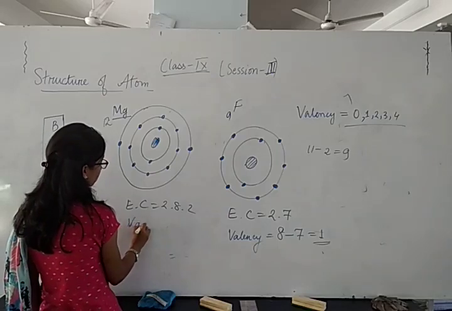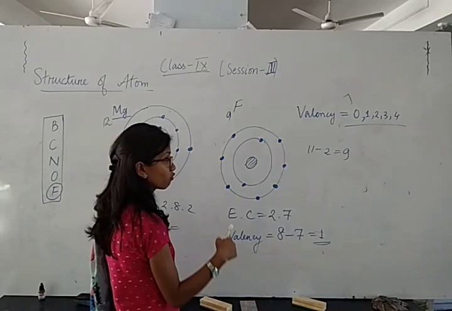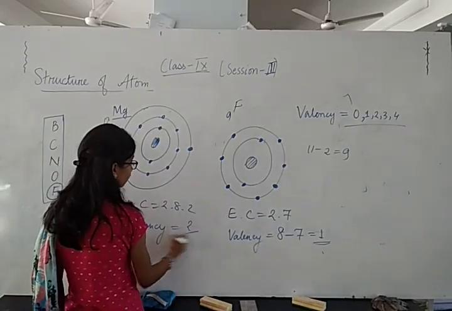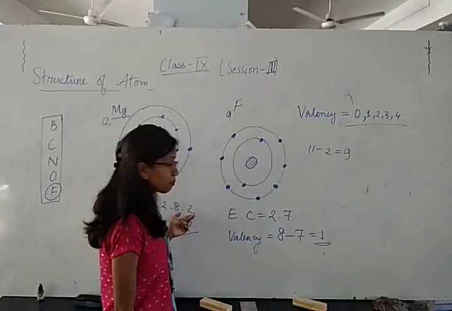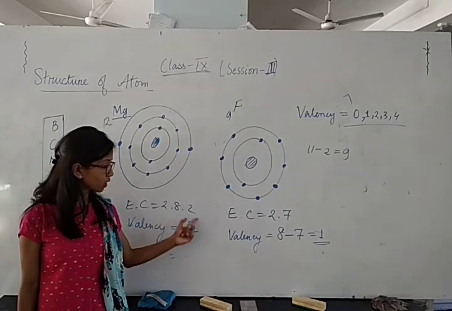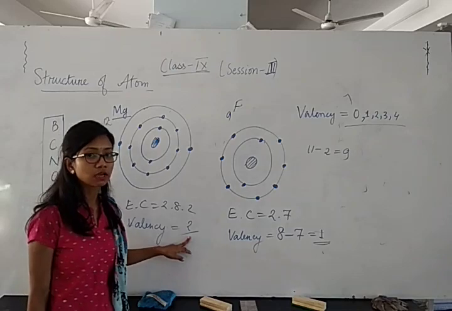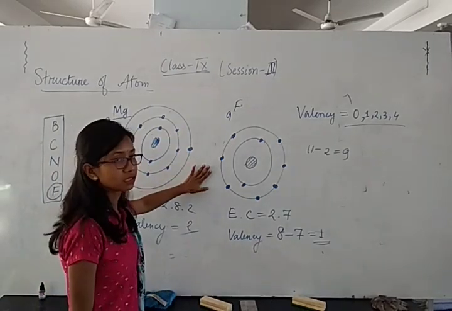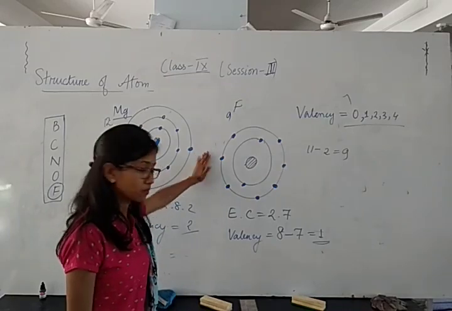Then the valency will be equal to, see, from what I have told you, if the number of electrons is more than 4, then you have to subtract from 8, and if it is less than 4 or equal to 4, then you have to write the number of electrons that is present in the outermost shell. Here the valency will be equal to 2. Am I clear to you how you have to calculate the valency and how you have to draw the structure of the atomic model of different atoms?